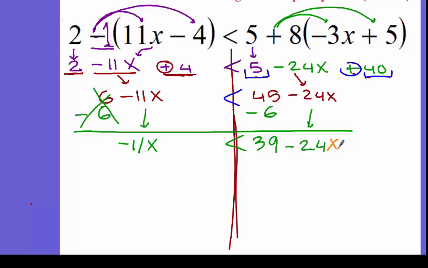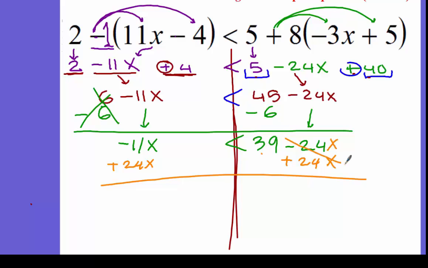Next, the 11x is on the left side. Okay, we good there? Because all x needs to go on the left side. This one is good. This one is on the wrong side, so we move it back to the left. So plus 24x on both sides. Negative 11 plus 24 is going to give you positive 13x, less than 39.